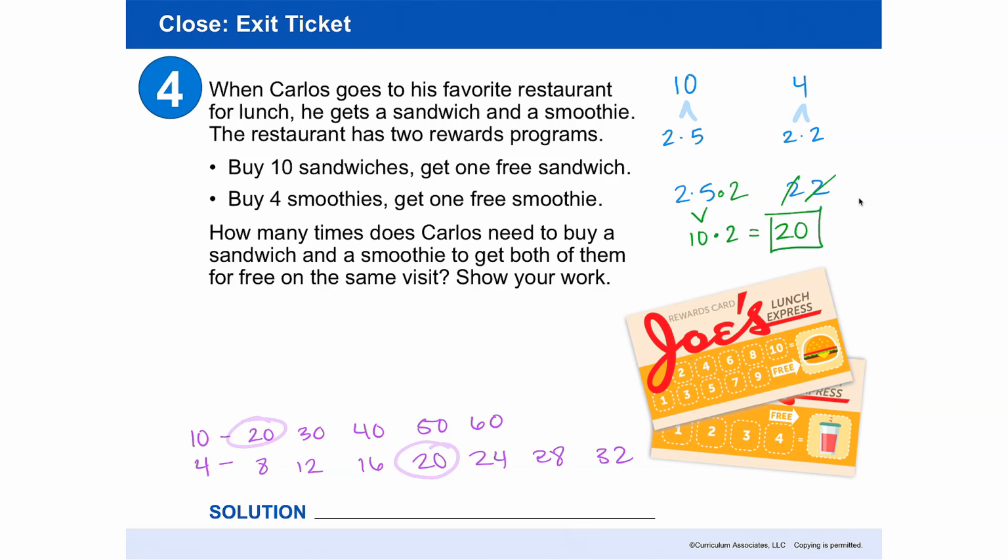So again, we end up with the same least common multiple. Both strategies are totally fine with which one you want to use. Listing multiples is totally fine. Using prime factorization is so much fun. You can do either one that works for you.